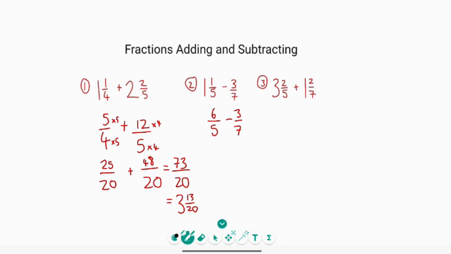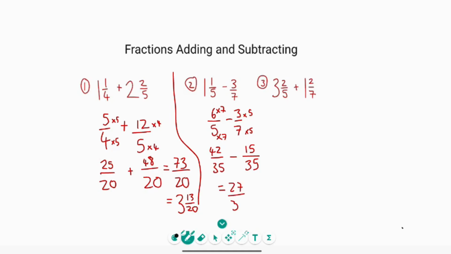Common denominator is 35. So let's turn them both into equivalent fractions out of 35. So multiply by 7, multiply by 7. Multiply by 5, multiply by 5. 6 times 7 is 42. 3 times 5 is 15. 42, take away 15 is 27. So we have 27 over 35.